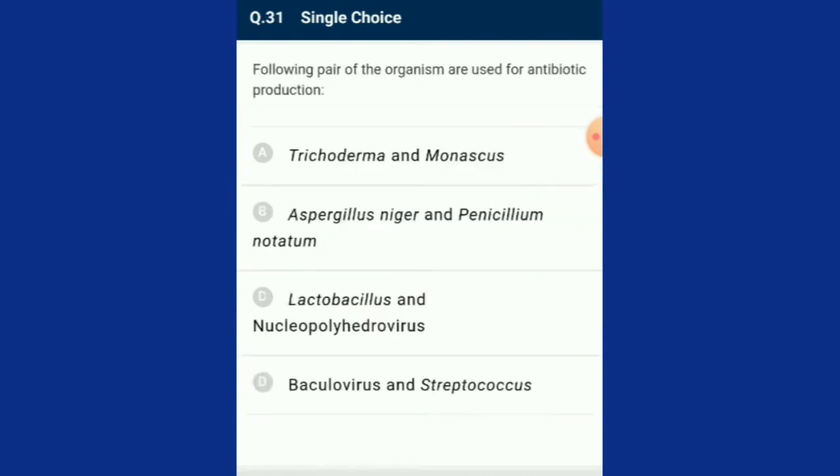Question number 31. Following pair of the organisms are used for antibiotic production. Approximately 25% of Penicillium strains and 40% of the Aspergillus strains yield antibiotics. Aspergillus fumigatus and Penicillium notatum are the two strains which yield antibiotics in higher concentration. So the answer is option B, Aspergillus niger and Penicillium notatum.